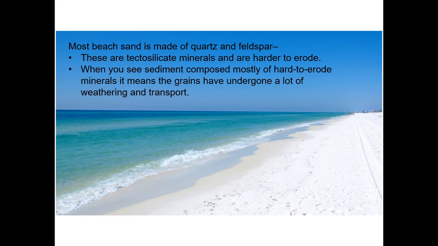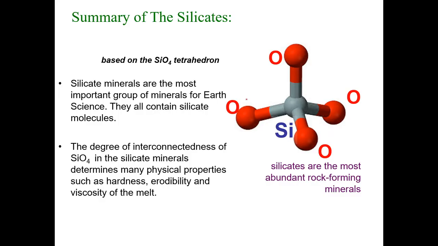Because those grains have undergone a lot of weathering and a lot of transport. They've been faced with a lot of problems in their lives, and they have made it through. They've been resilient and survived because they have all those connections with the other silicate molecules. It makes it very hard to break them down. Okay, very tough. So just a little summary of the silicates.